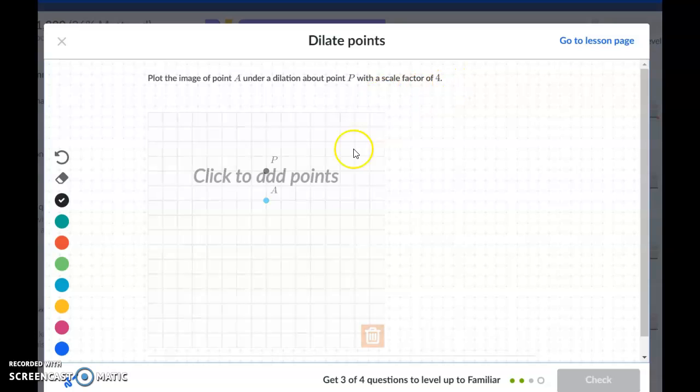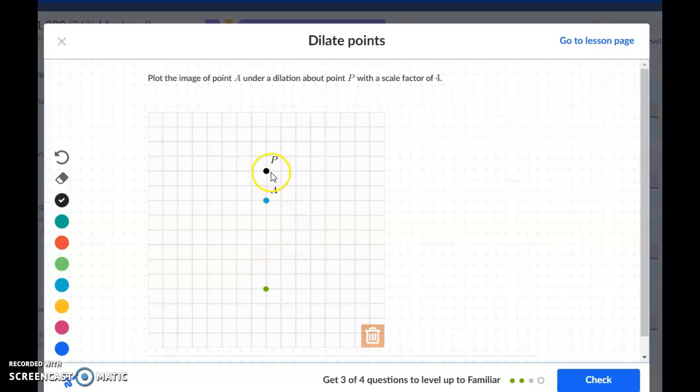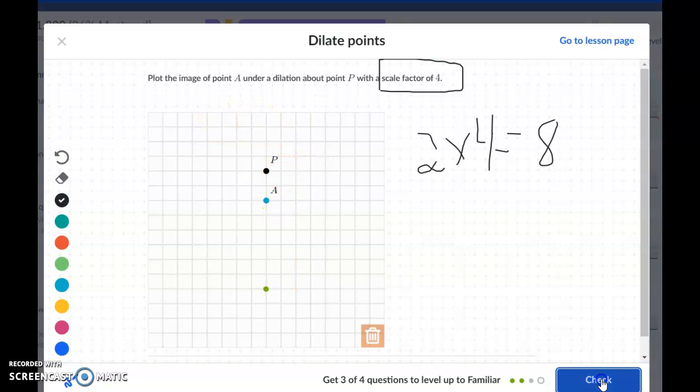And if we want a scale factor of 4, then it would be 2 times 4. So that means I would be moving 8 spaces away. Okay, so this is 2, 3, 4, 5, 6, 7, 8. Again, I counted from P to A. That was 2 units away. And it says the scale factor of 4, so that means I did 2 times 4. Okay, so that's 8 units away from P.